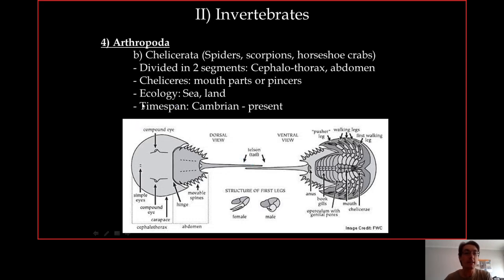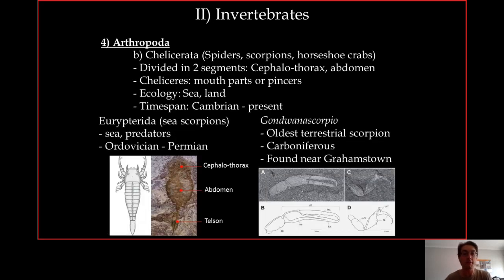The chelicerata are interesting because they are found in the sea, like the horseshoe crab, or on land, like your spiders and your scorpions. And in South Africa, we have a very good fossil record of chelicerates, and that's why I'm bringing them up. We have the oldest terrestrial scorpion in the world, found in the Carboniferous near Grahamstown, and you can see the pincer, the mouthpart, the chelicerae. The pincer of the scorpion indicates a terrestrial environment.